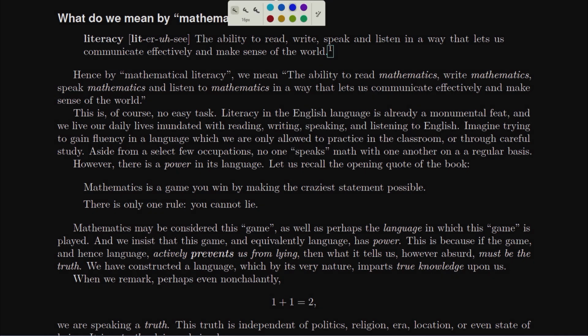Well, literacy is defined as the ability to read, write, speak, and listen in a way which lets us communicate effectively and make sense of the world. And so what I mean by mathematical literacy is to do all these things mathematically. We want to mathematically read, we want to mathematically write, mathematically speak, and mathematically listen in a way that helps us communicate effectively and make sense of the world.